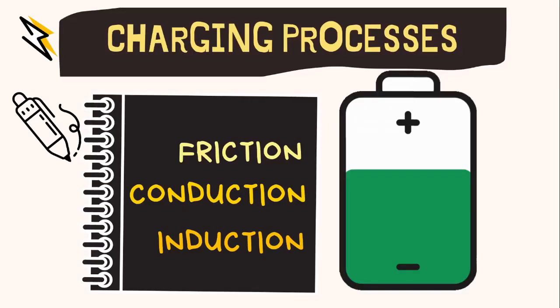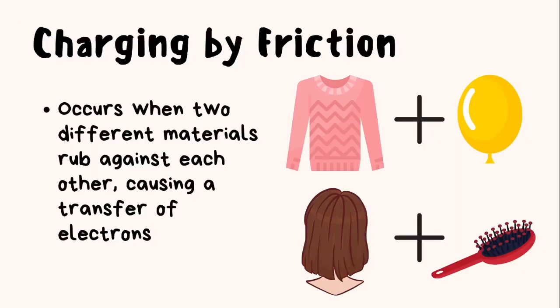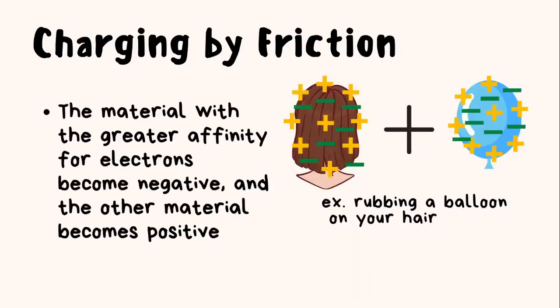There are three ways to charge objects. One is by friction, the next is by conduction, and the last one is by induction. Triboelectric charging is also known as charging by friction. This occurs when two different materials are rubbed against each other, causing a transfer of electrons. The material with the greater affinity for electrons becomes negatively charged, and the other material becomes positive.